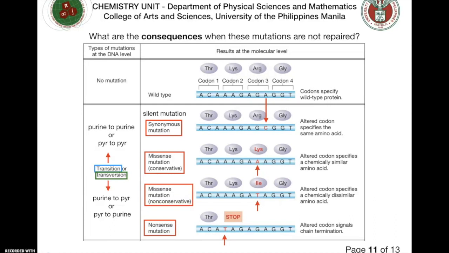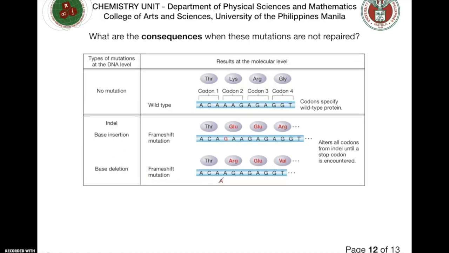The last set of mutations are called insertion-deletion mutations, or indels for short, which cause the mRNA reading frame to be shifted because of the additional or deleted nucleotides. Hence, it is also called a frame shift mutation.